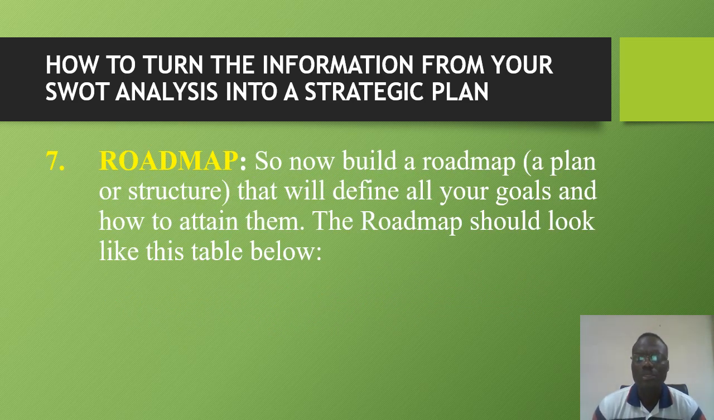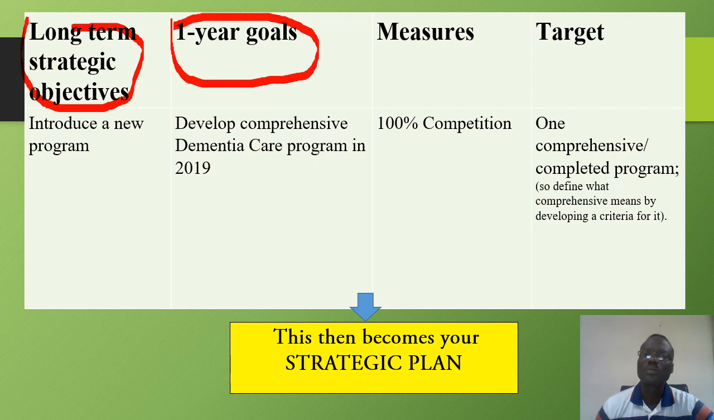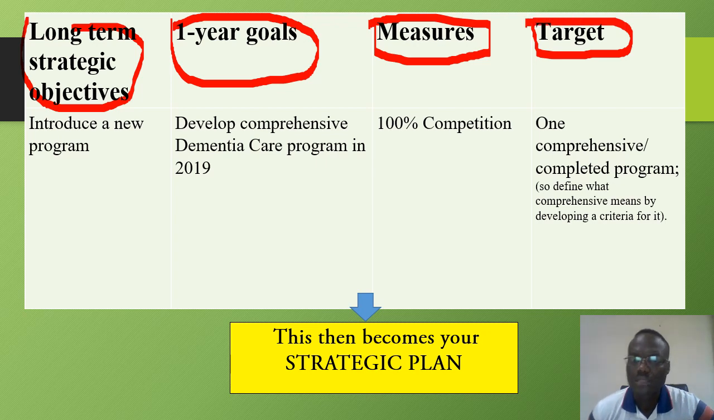So the roadmap now would be a plan or a strategy, a structure that will define all your goals and how to attain them. So the roadmap should look like this table, which is below. I wish I had enough time to give you more examples, but unfortunately we don't have time. So I'm just going to turn you to the table so that you see how the permutations are done. In a basic table, you can just draw a long-term strategic objective in the first column, and then the period of time you want to do your campaign, 1 year goals, and then measures, as in what you want to attain and how you're going to measure them. And then the target that you are targeting, or the people you are targeting.